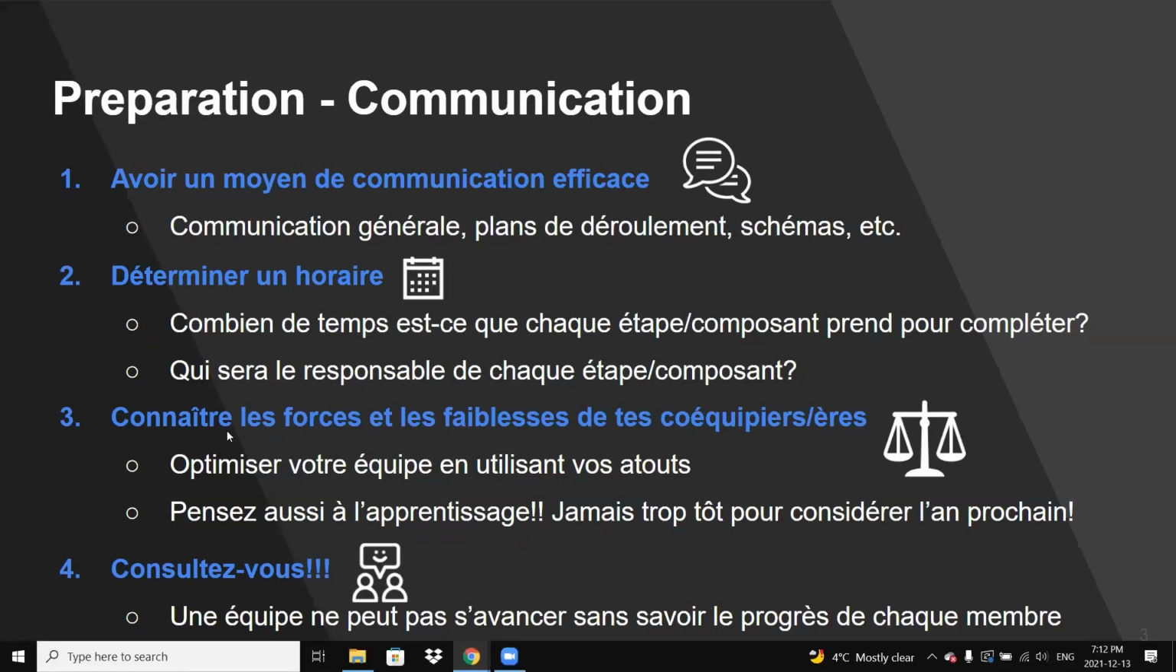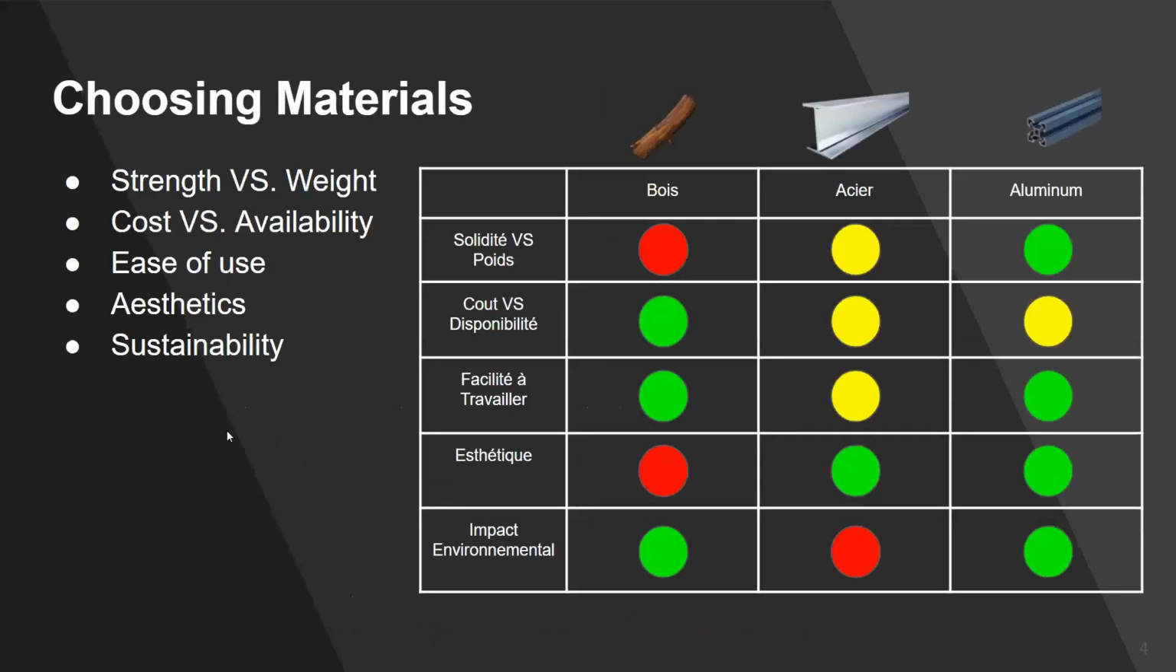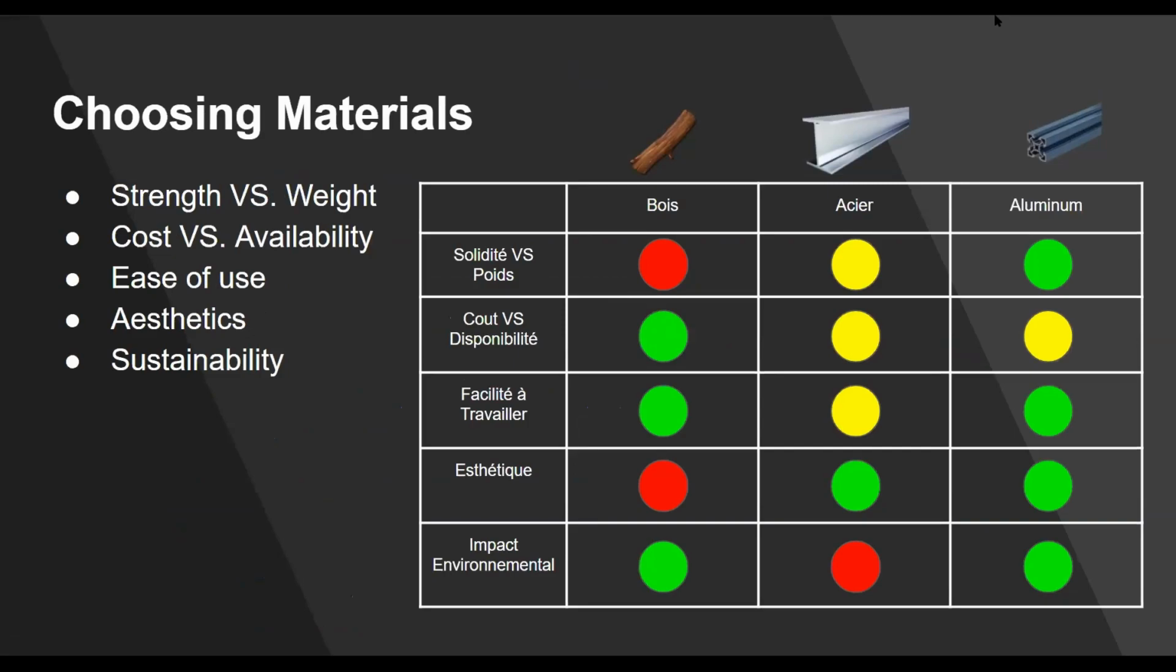There we go. So choosing materials, this is going really into the cornerstones of building. The three main ones that we tend to use in robotics are wood, aluminum, and steel. They have their different pros and cons. So wood, it's not aesthetically pleasing. It's not very strong and it's not very heavy, which can be a good thing and a bad thing.